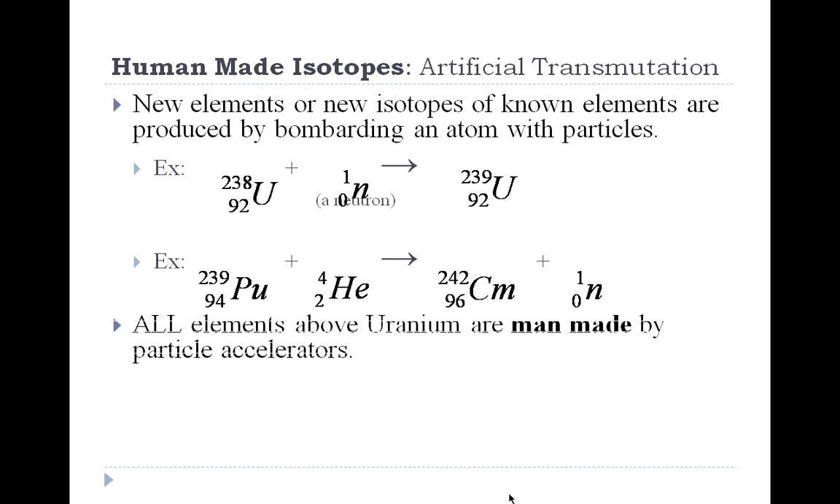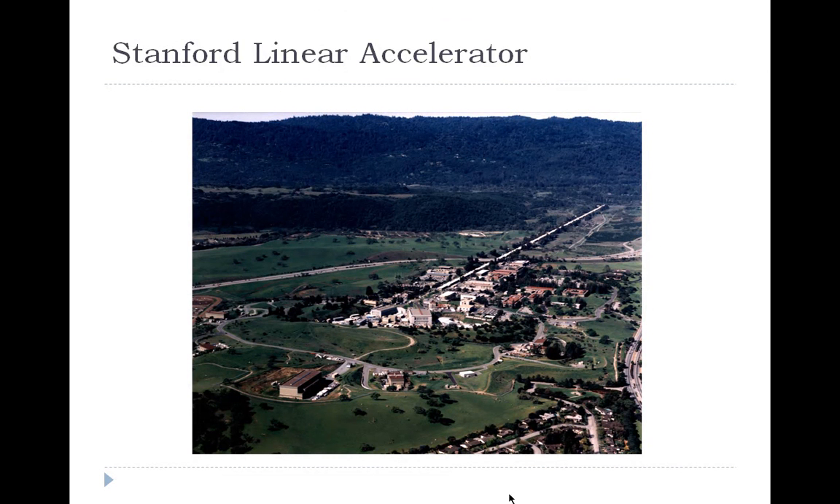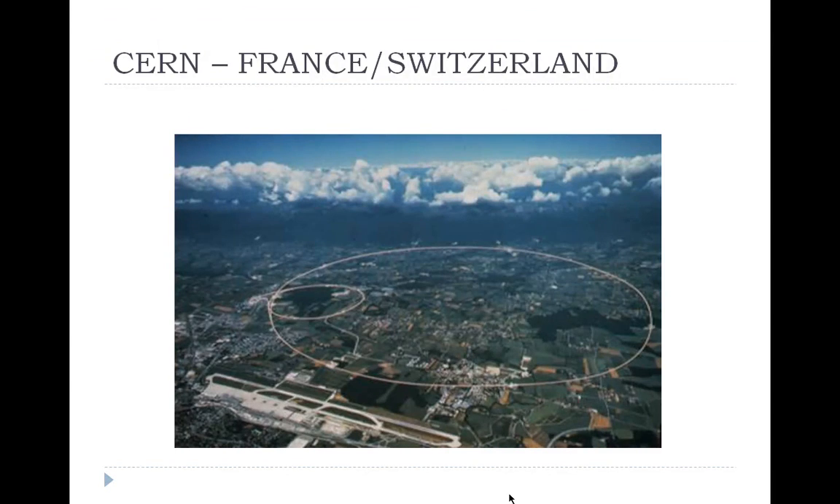So one of the cool things is that we can actually produce elements that don't exist naturally. All elements above uranium are man-made by these things called particle accelerators. Here's a picture of one in Stanford. So when you collide these particles, sometimes the particles basically stick, and then you end up with a larger atom, and that's how we created atoms that are much heavier on the periodic table than what we found naturally existing on our planet. Here's another one.